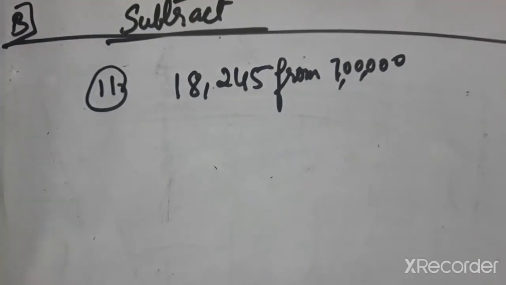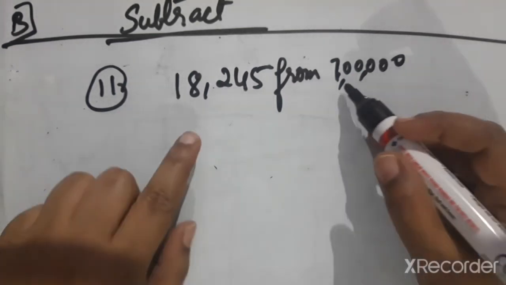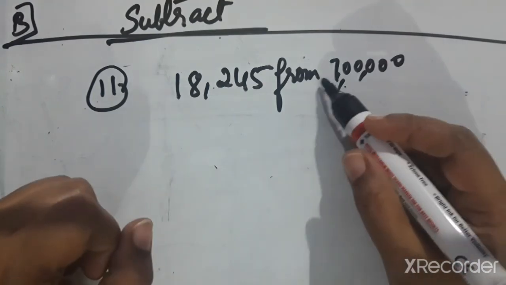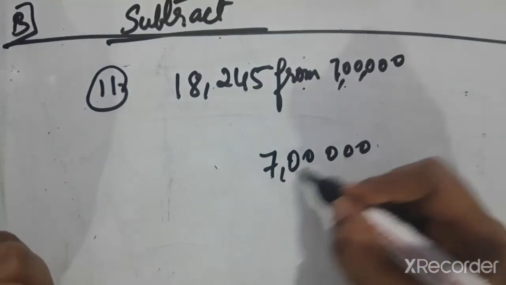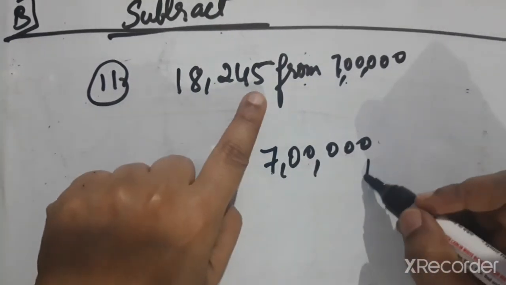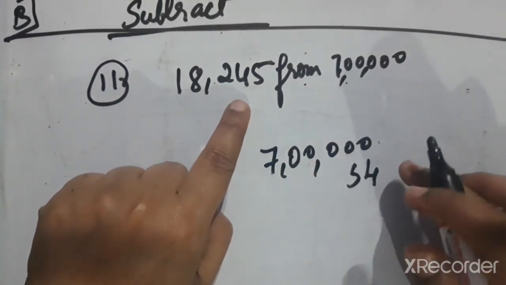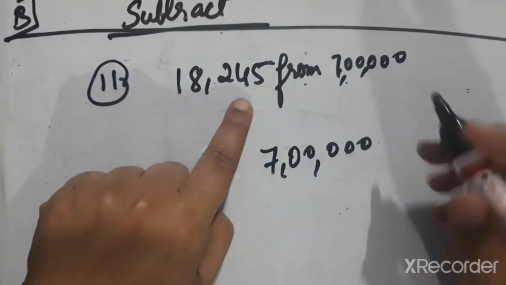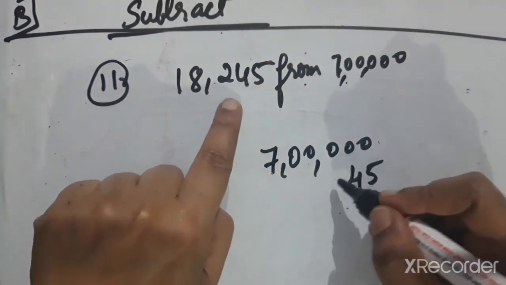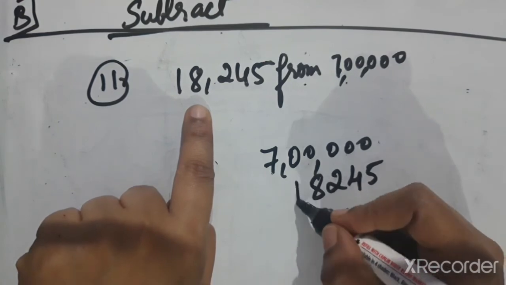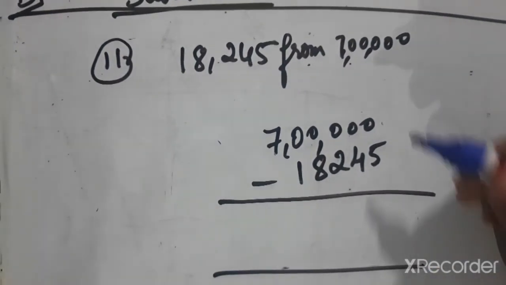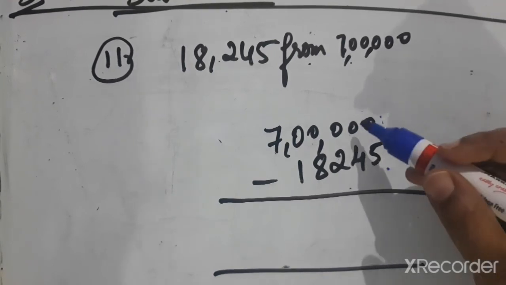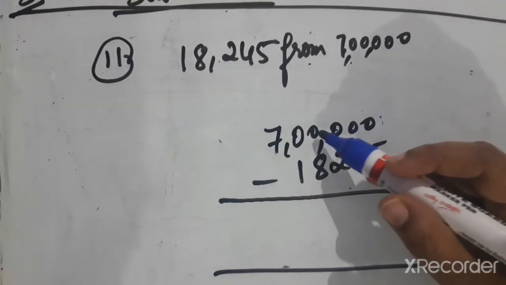Now the 11th question, 18,245 from 7 lakhs. So 7 lakh is greater than 18,000. So the number given after "from" we have to write first. 7 lakh is written, then here 5, 4, 2, 8, 1, minus symbol. Now here 0 minus 5, we can't subtract. Here also we can't borrow, 0, 0, 0, 0.